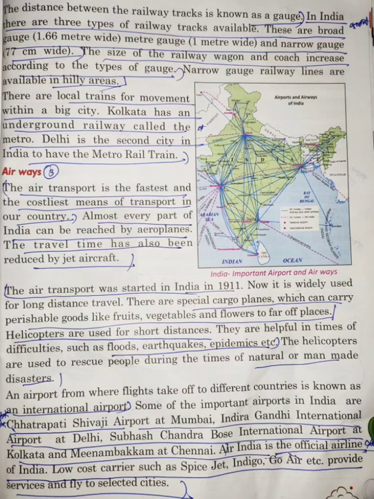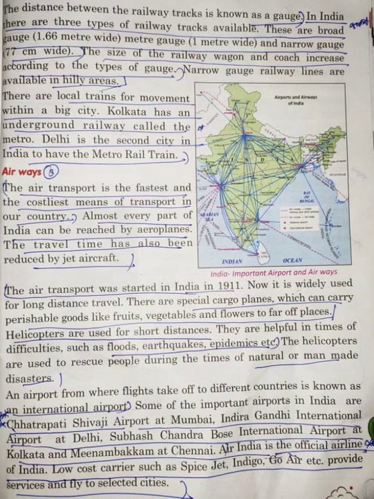In India, the railways are divided into 3 gauges. They are broad gauge, that is 1.66 meters wide, a meter gauge, that is 1 meter wide, and a narrow gauge, that is approximately 77 centimeters wide.